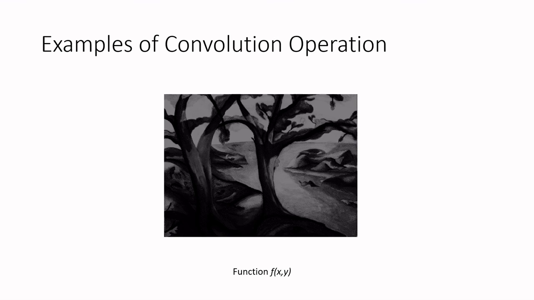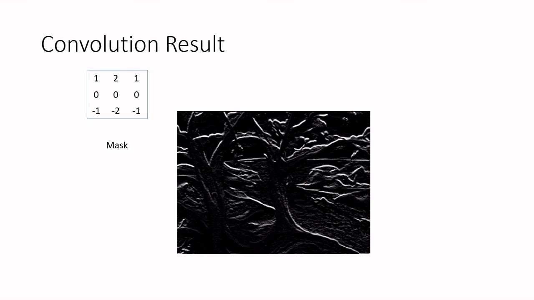Now let's look at some examples of convolution operation to give you an idea of why convolution can be used for building features. So let's take a look at a function f of x,y. In this case, it's a gray level image. And let us apply on that image a convolution operation using this mask. And you will find that the result of applying this mask on that image turns out to be this image.